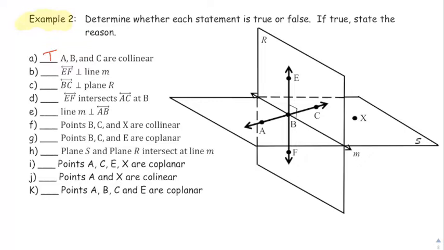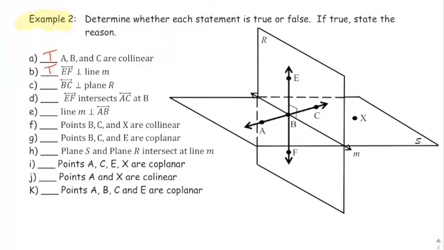Apparently we have this as a line. Line EF is perpendicular to line M. So here's EF right here, and here's line M. Since we have this little box right here between them, that's the implied symbol, I guess I should say, for perpendicular. So that one's going to be true.